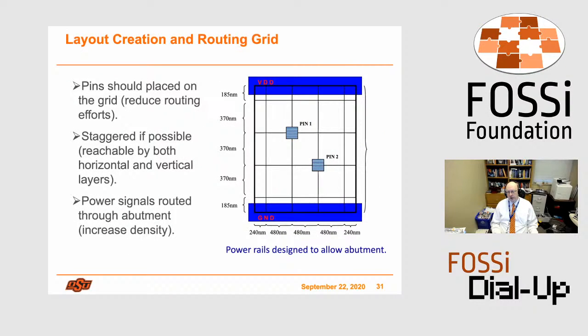Also, we tried to make sure that all the pins are placed on the grid. That really reduces the routing efforts. We stagger them if possible so that you can reach them horizontally or vertically. And the power signals are routed through abutting each cell together to increase that density of our standard cell sets.